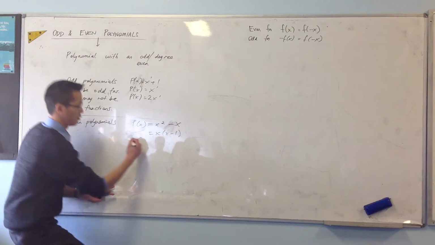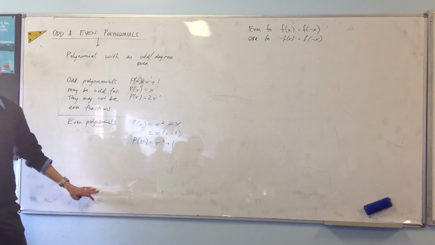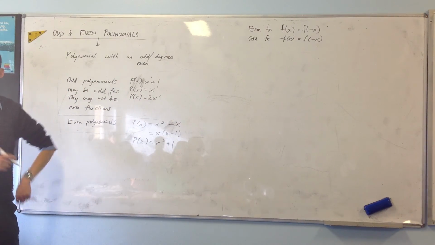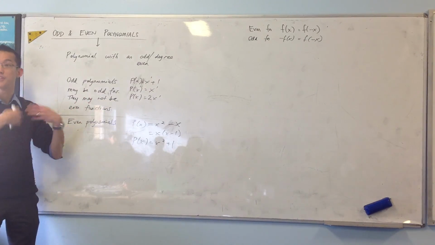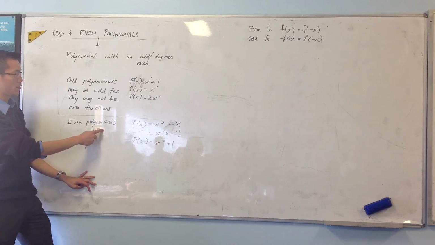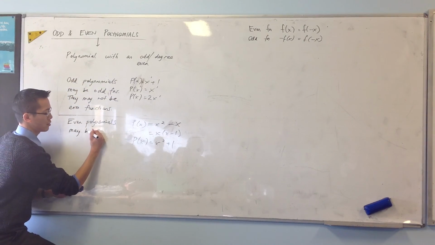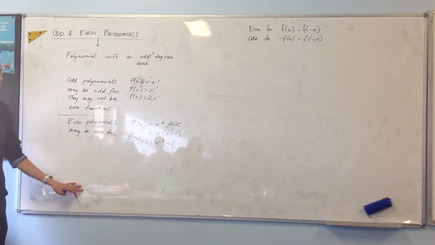That's not even, but actually we just said, if I move it up or down, that's still okay, because it still has that reflectional symmetry. Now, before we take a conclusion out of this and try and generalize, even polynomials, in the same way as odd polynomials, they may be even functions, or they may not be.